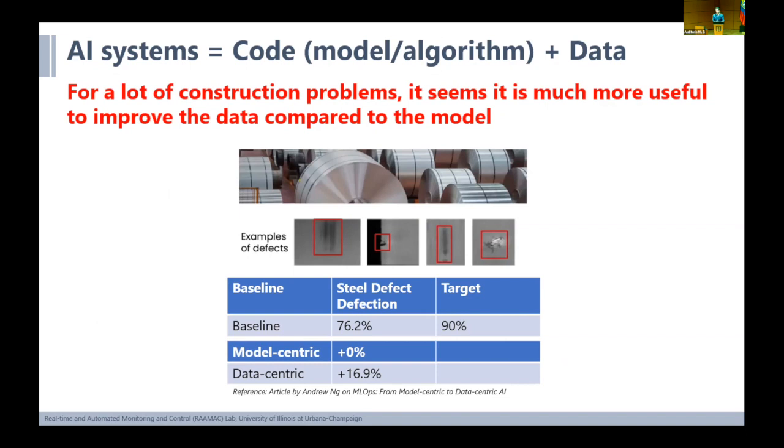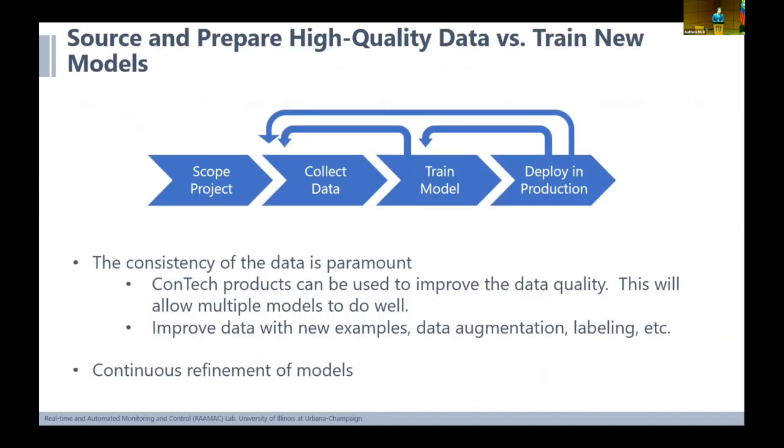This is a very simple case of steel defect detection. Increasing the data would be able to improve the performance by about 16%, but changing your machine learning algorithm, changing your recognition algorithm, changing your deep learning architecture is likely not going to make that major impact. So what I'm thinking here, the opportunities are the following.